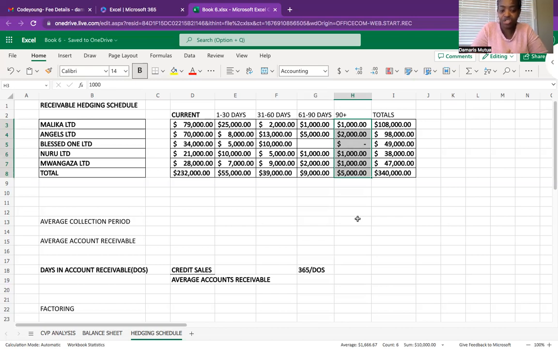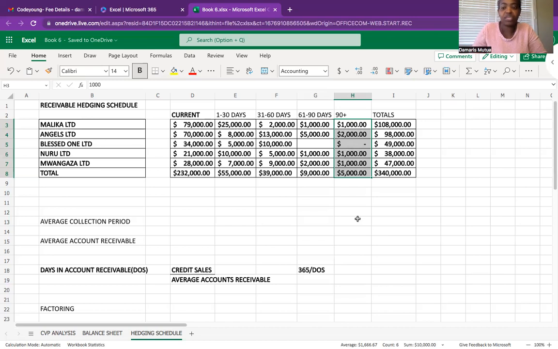Another thing, we can check what our competitors are doing. We benchmark ourselves. We also check the industry average in number of days in receivables. Then as an organization, we are able to know if we are doing better than an average firm in the industry.